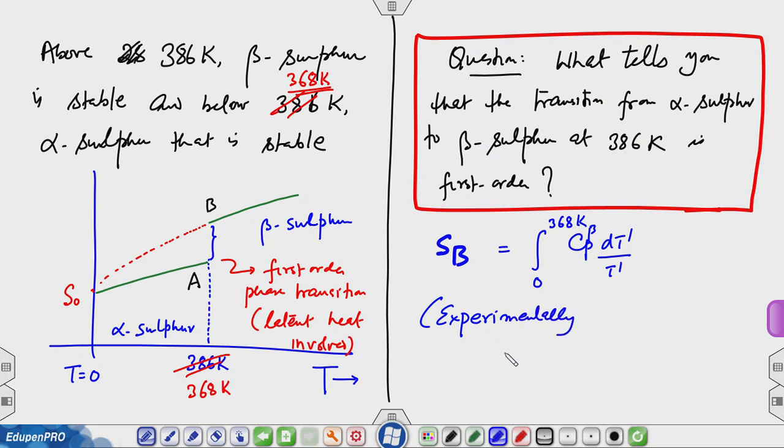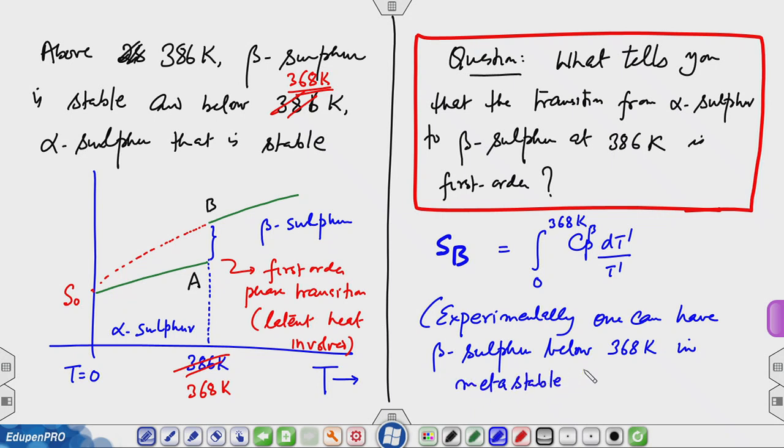Now, experimentally, you may ask, how do you get beta form below B? So, experimentally, one can have beta sulfur below 368 K in what is known as a metastable state. So, you have to be doing these experiments very carefully. If you disturb the metastable state, it immediately goes to the more stable state of alpha sulfur. So, one does it very carefully. So, this is one way one can calculate SB, and we will call it SB minus S0.